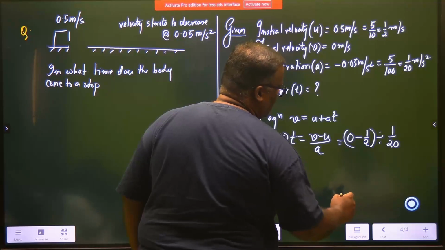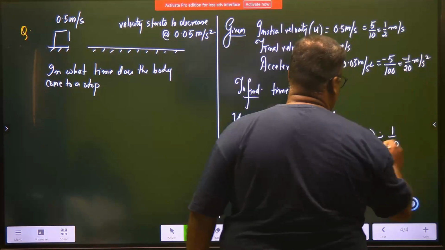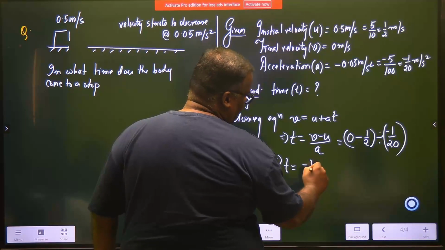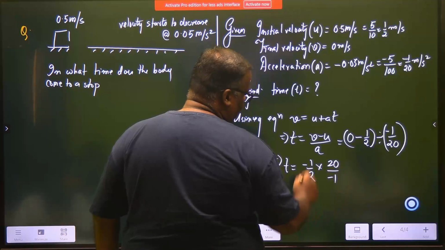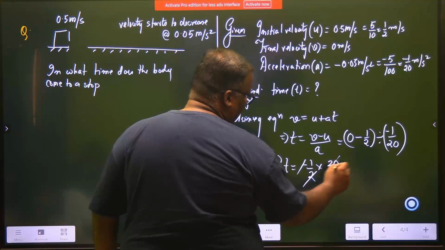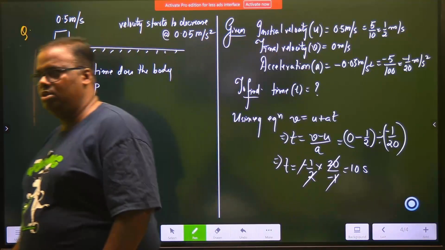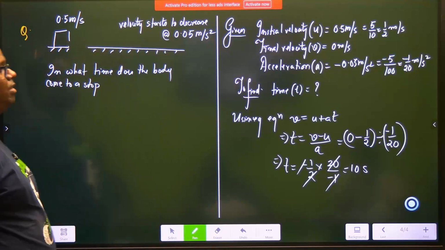0 minus half, and acceleration should be negative. So this should be negative, divided by negative 1/20. So 0 minus half is negative half into 20 by negative 1. Negative takes negative, 2 and 2, 10 seconds. In 10 seconds, it will come to rest.